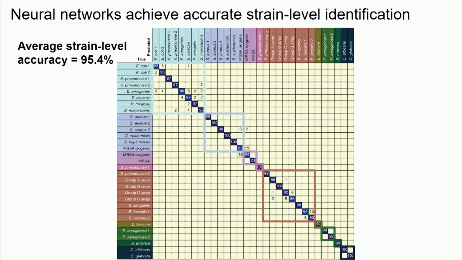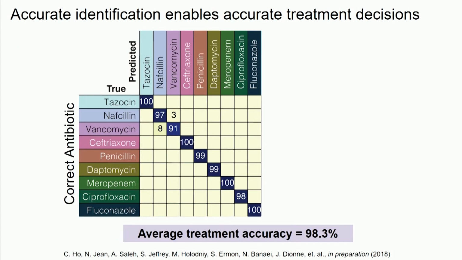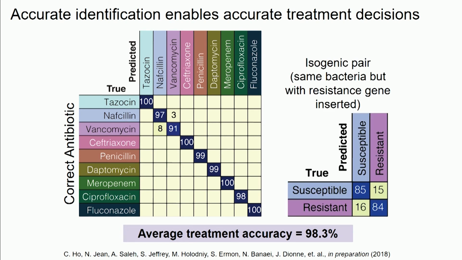So that means that all of the misclassifications that are contained within the boxes actually don't affect what treatment the patient gets. So we can really condense this down into a treatment accuracy confusion matrix, where our average accuracy is much higher at 98.3%. And actually, most of the errors that are present in this matrix arise from the fact that we've included a pair of genetically engineered bacteria.